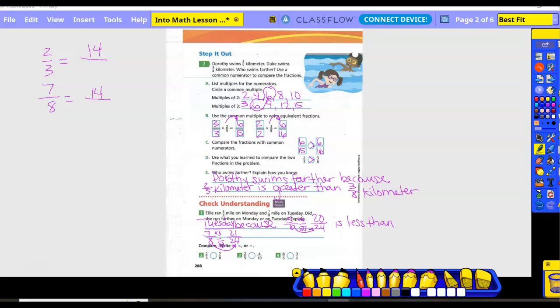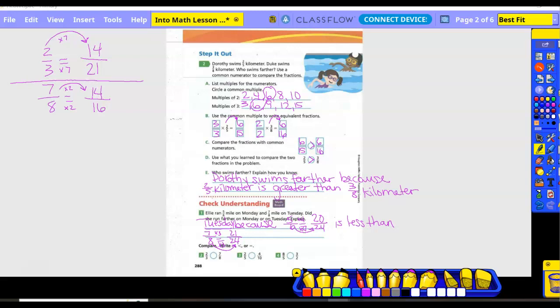Okay, how did I get, and I can draw a line here just to keep them separated. Okay, how did I get from 2 to 14? Times 7. So what I do on the top, I do on the bottom, and what do I get? 21. So 14, 21. Okay. How did I get from 7 to 14? Times 2. So what I do on the top, I do on the bottom. So 8 times 2 is 16. Okay. Now we have our numerator of 14 for both, right?